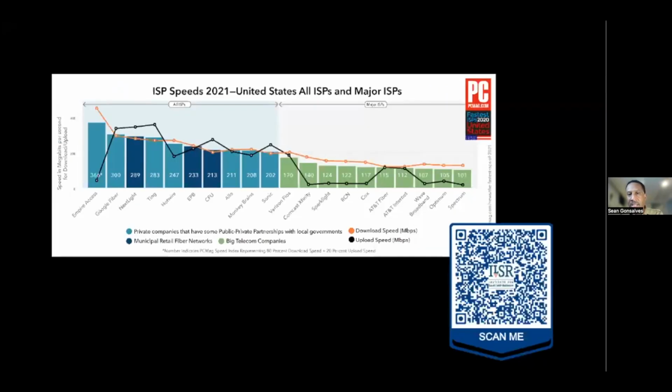And every year, PC Magazine ranks the fastest ISPs in the nation. Those on the left are either small ISPs, many of those have partnered with communities in public-private partnerships, or they're municipal networks like Chattanooga's EPB in the middle there. You see how well they do and how they outperform the big guys, mostly because those are fiber networks, but also because their business models are very much different.